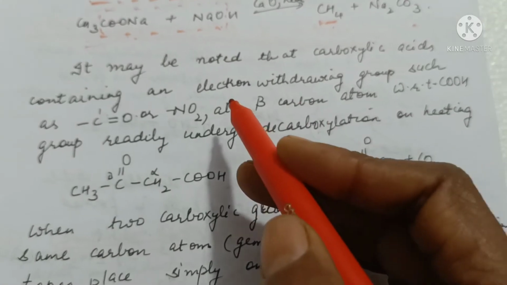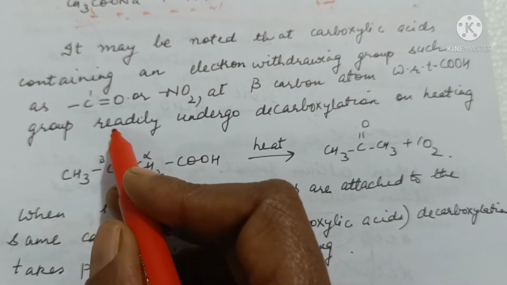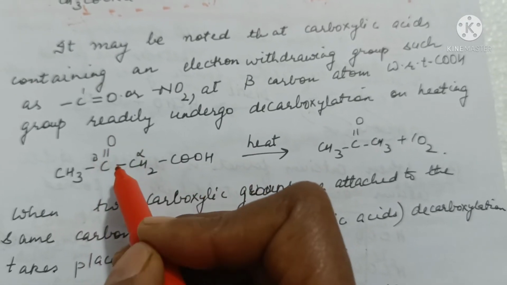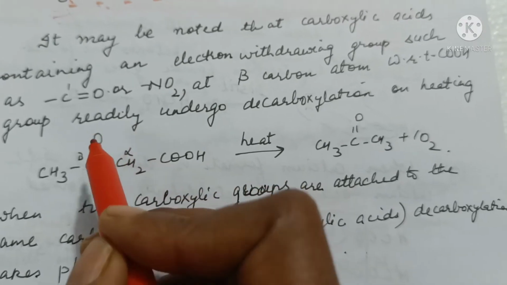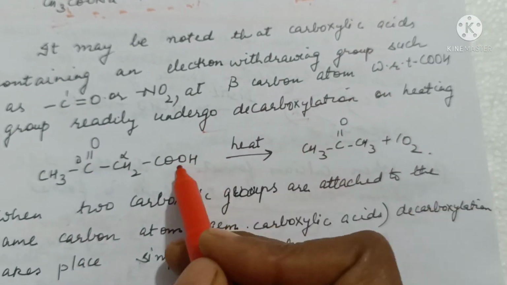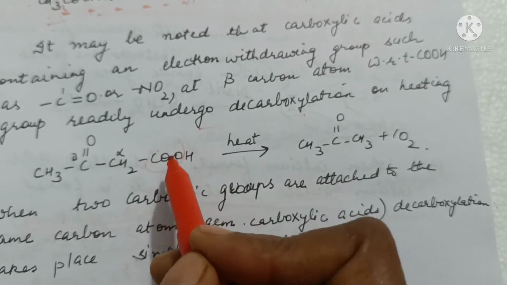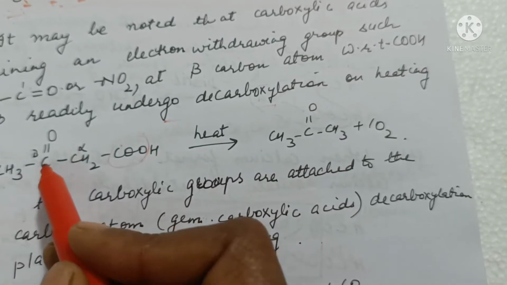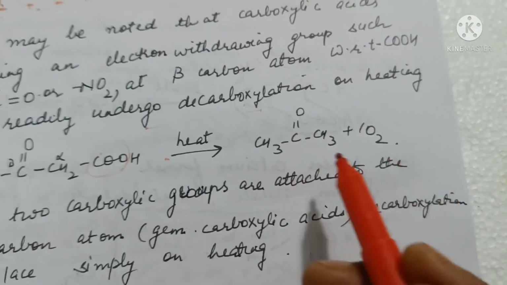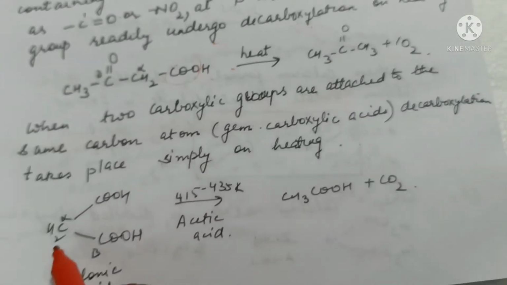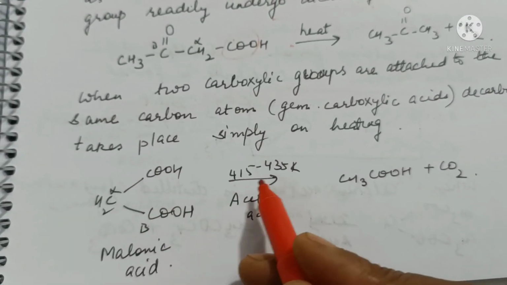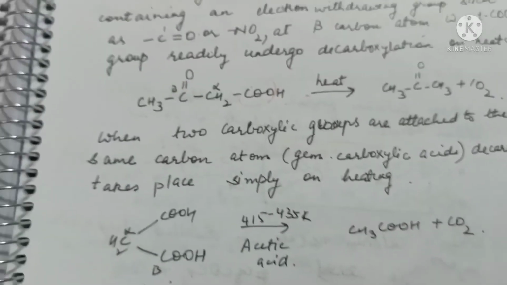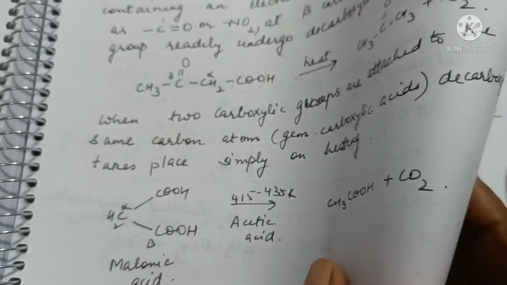A carboxylic acid containing an electron withdrawing group on the beta position, such as C=O or NO2 group, will readily undergo decarboxylation on heating, where only CO2 is taken out, to form CH3COCH3, so acetone. When two carboxylic acids are attached to the same carbon atom, again on heating they will lose one carbon dioxide to form CH3COOH. Malonic acid will form acetic acid.